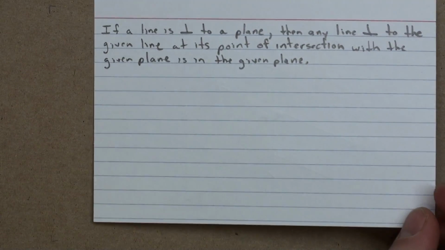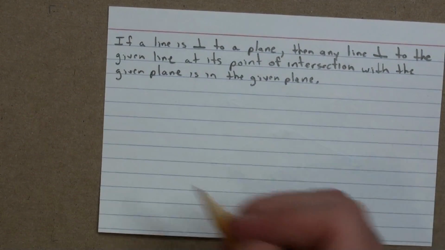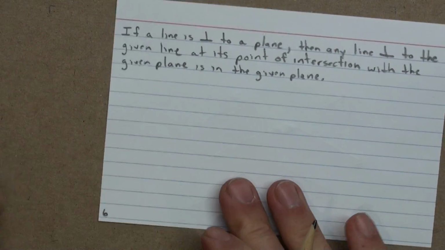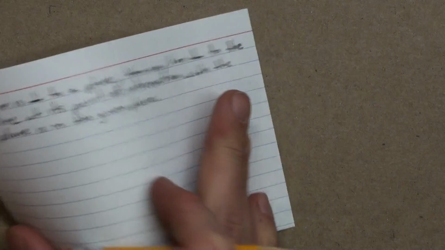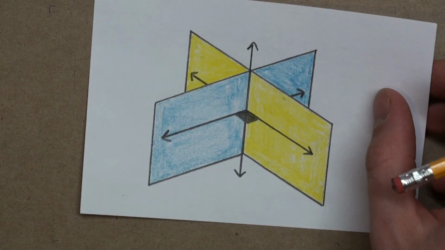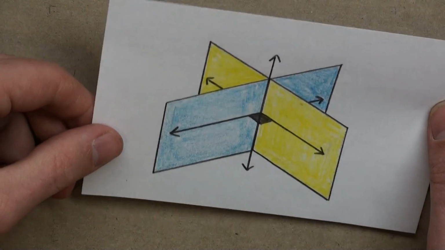So this is card number 6. And what it says is that if a line is perpendicular to a plane, then any line perpendicular to the given line at its point of intersection with the given plane is in the given plane. And you can analyze that statement with this picture. It goes with it. All right. Essentially, it's almost the same picture as the last one. Now, we're on the 7th card. Let me just move my thing down. Hold on.